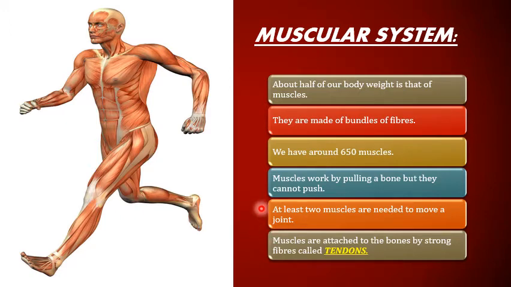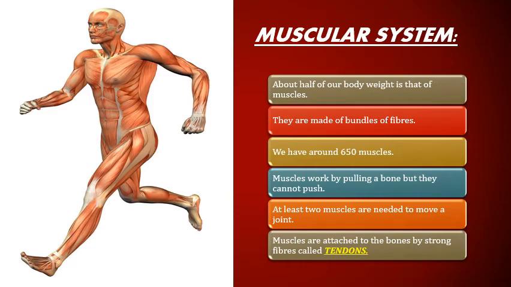We know that movement is only possible when joints are there, and to move a single joint at least two muscles should be utilized. One important thing is that muscles are attached to the bones by strong fibers called tendons. Our muscles and bones are not directly attached with each other. They are attached by strong fibers, and these strong fibers are called tendons.